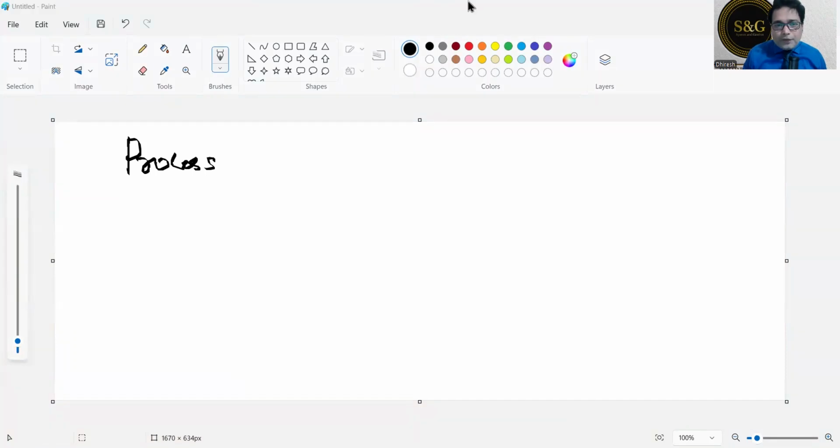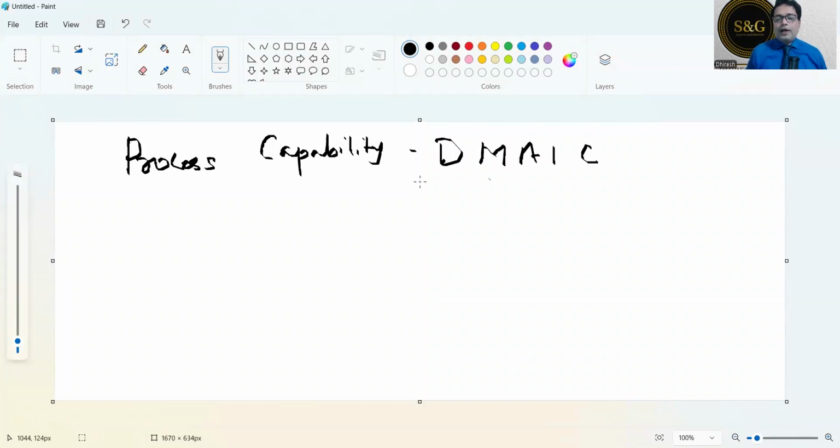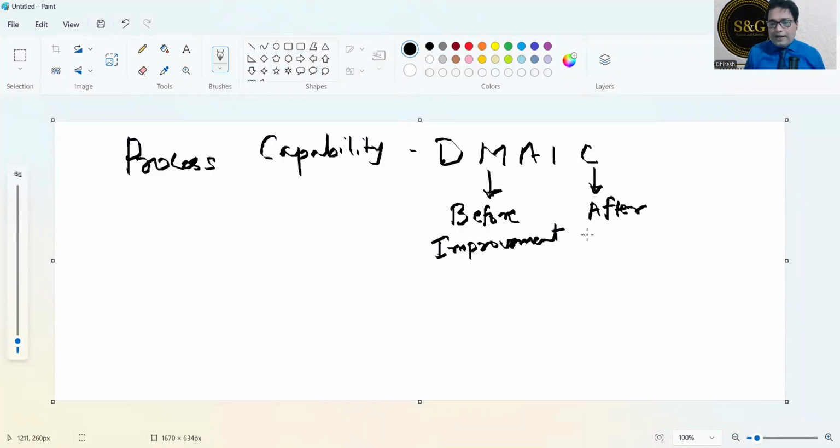Now the topic we are discussing here is process capability. Process capability in the DMAIC framework, write this down. We do it 2 times. Make a note of this. One is in the measure phase, which is before improvement. Write this down. And one in the control phase, which is after improvement.